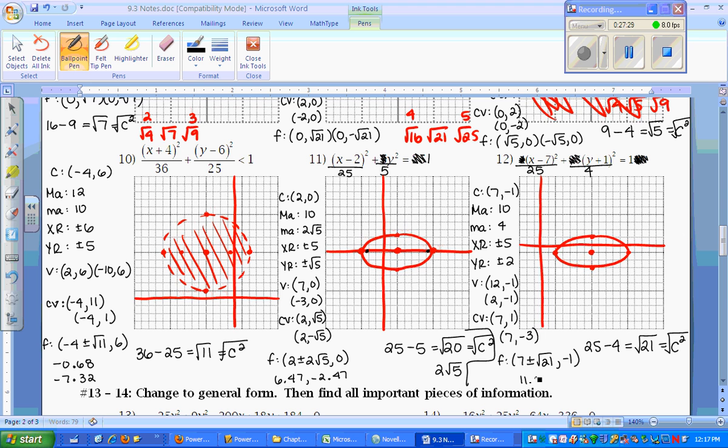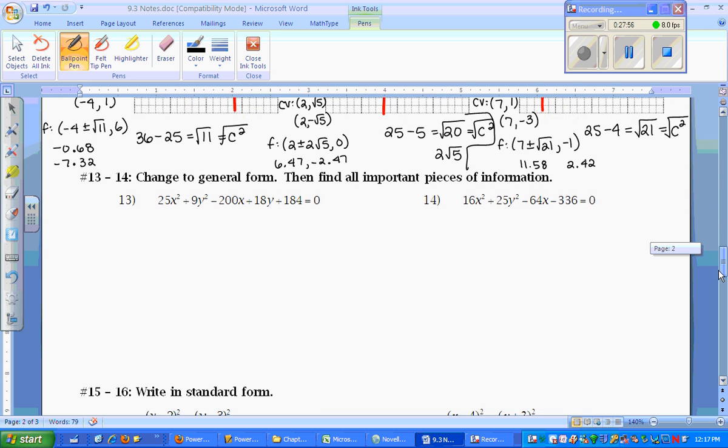Seven plus the square root of 21 is 11.58. I'm sorry, 0.58. And 7 minus the square root of 21 is 2.42. So I count to 8, 9, 10, 11.58 and 12.42. And there's my ellipse.